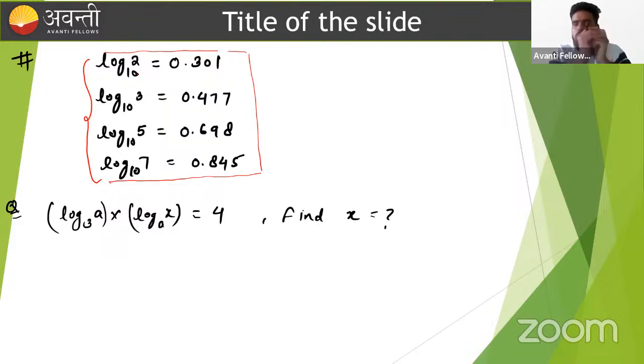What is the value of log 2 on base 10? That is 0.301. What is the value of log 3 on base 10? 0.477. What is the value of log 5 on base 10? 0.698. What is the value of log 7 on base 10? 0.845. I think it is rigorous to remember these values, and by one day of practice it is not possible to learn.